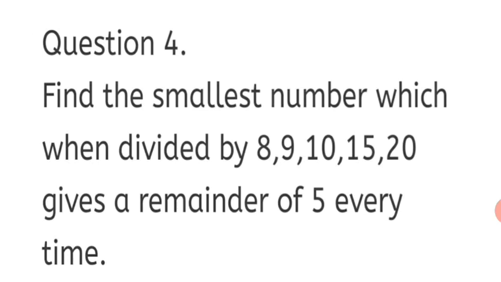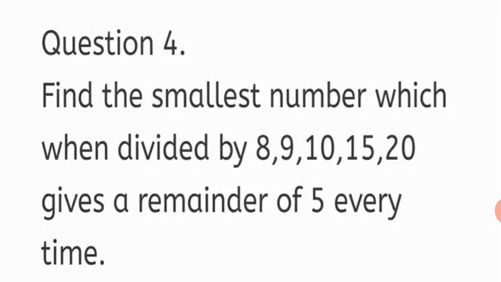Question 4. Find the smallest number which when divided by 8, 9, 10, 15, 20 gives a remainder of 5 every time. So the smallest number tells us we have to find the least common multiple, LCM. Remember the clue: the word smallest means we go for least. Greatest means HCF, highest. So first we will find the LCM, and once we get the LCM, we have to add 5. Then only that number will be obtained which will give a remainder of 5 every time.